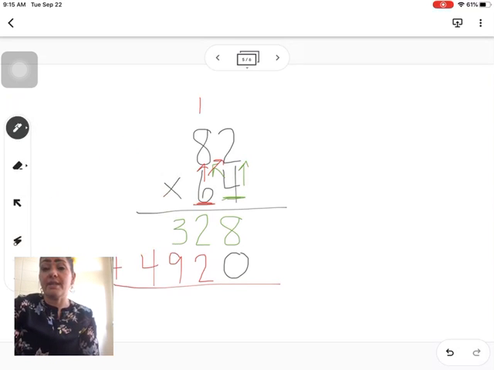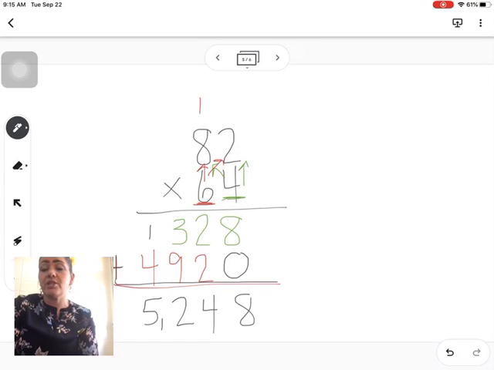Now I'm going to have to add those two together. So 8 plus 0 is 8, 2 plus 2 is 4, 9 plus 3 is 12, put the 2, carry the 1, and 4 plus 1 is 5.